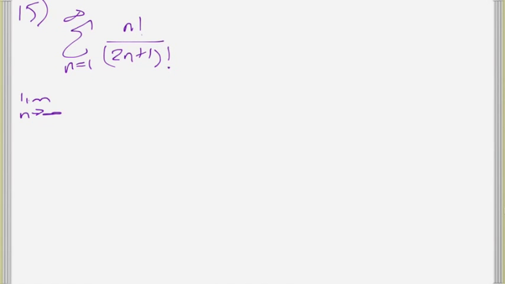Yeah. So the ratio test says plug in n plus 1. So I'm going to have n plus 1 factorial over 2 n plus 1 plus 1 factorial. We're going to need a little cleaning there. And then divide by the original term, but I'm just going to multiply by the reciprocal.